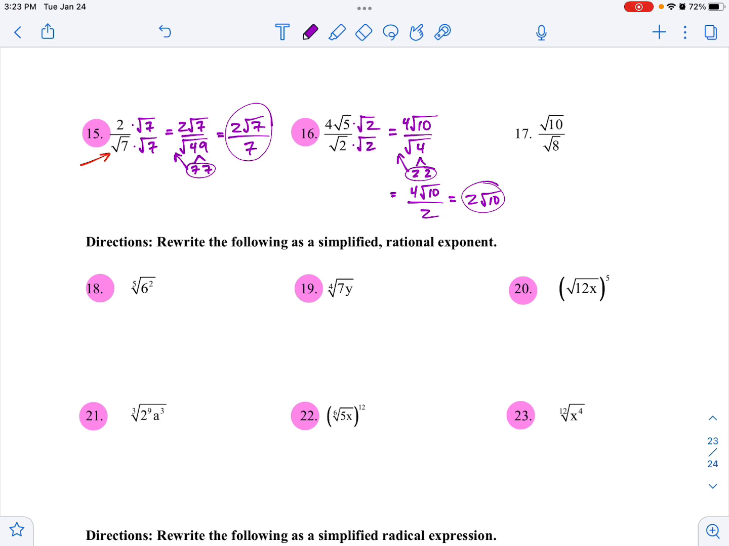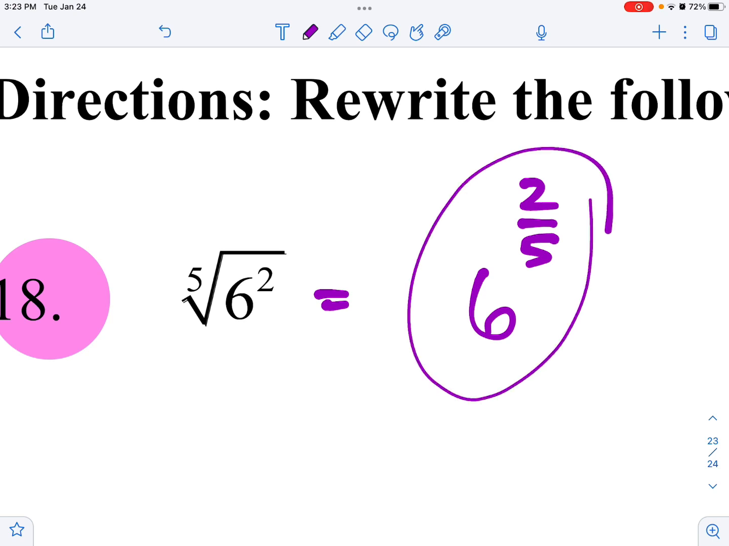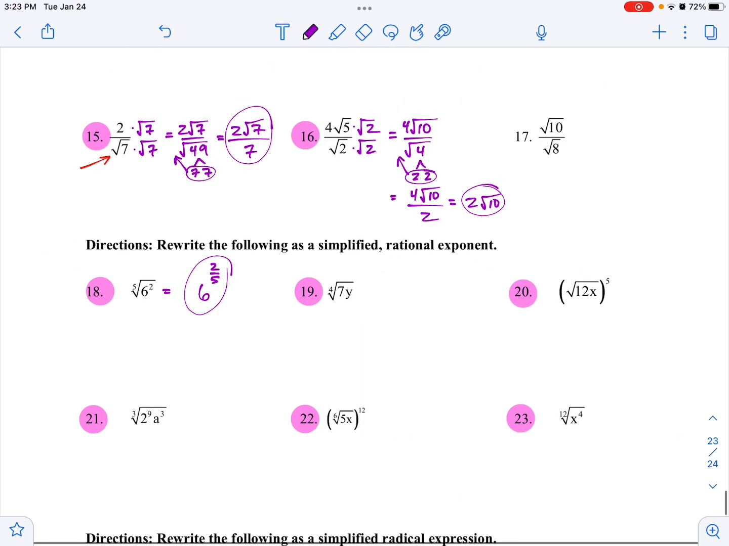Okay, and the next section that we did was rewriting, so turning them into, like doing the translation. What this means for number 18 is, I'm going to keep the 6. If it's a 6, if it's an x, if it's an a, whatever it is, but it's going to have a fraction exponent. And remember, the top number is what goes inside, so the 2 goes here. And this number in front of the radical is what goes in the bottom. That is what happens.